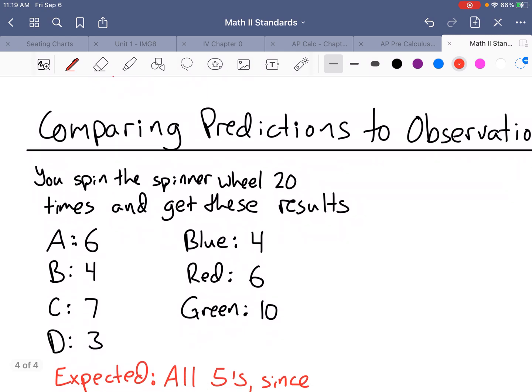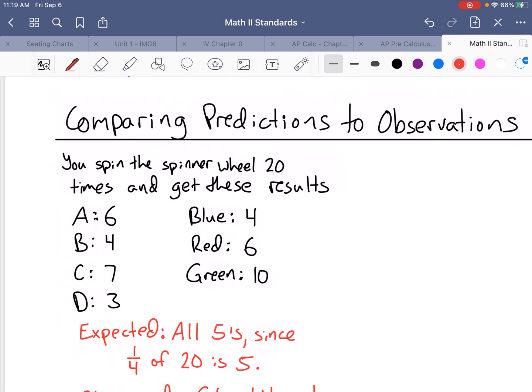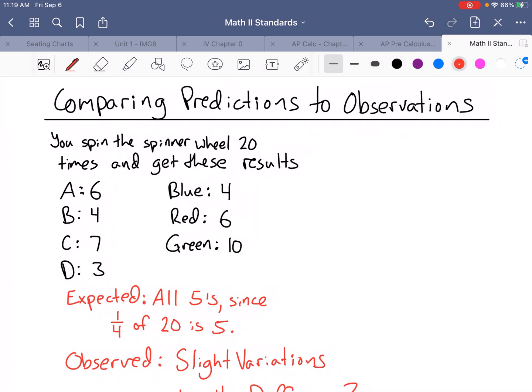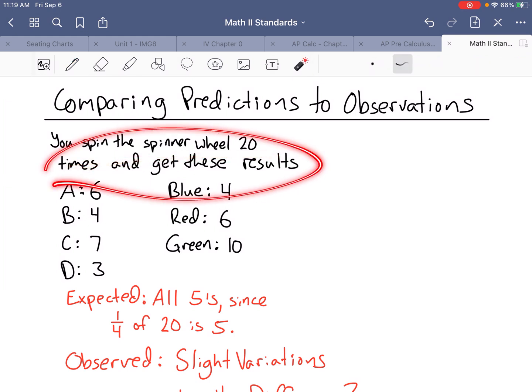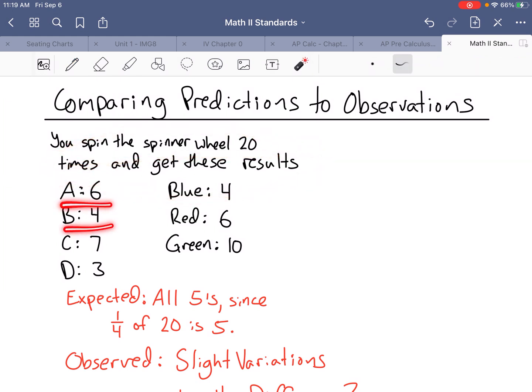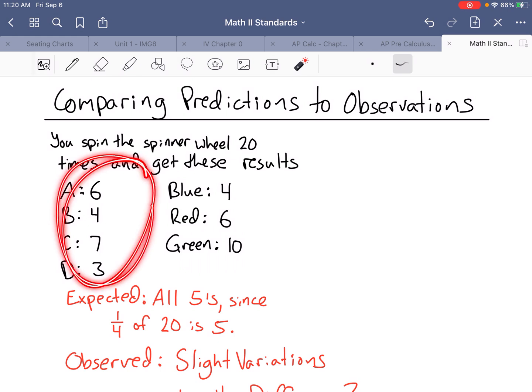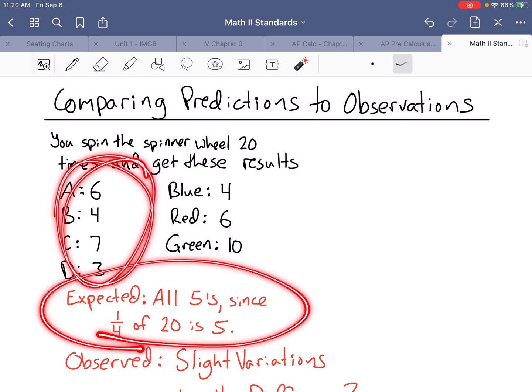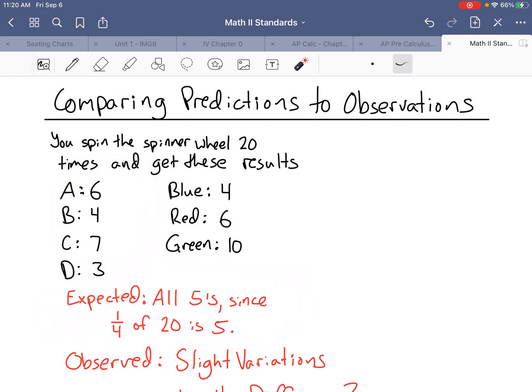Now, just because that's our probability model doesn't mean that that's the way things are always going to work out. So let's say you spin the spinner wheel 20 times and you get these results: 6 A's, 4 B's, 7 C's, 3 D's, and then you get 4 blues, 6 reds, and 10 greens. Now, these numbers we would expect all to be 5s, since our probability model says that each one is a 1 out of 4 chance, and 1/4 of 20 is 5. However, we don't observe that.